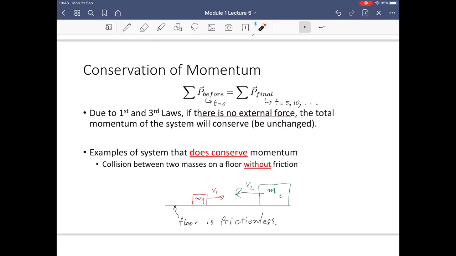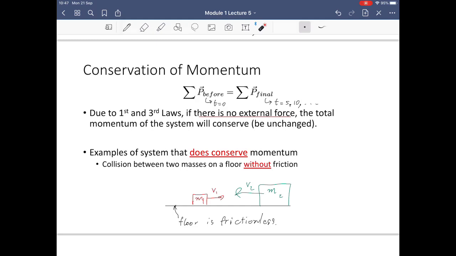Conservation of momentum says that as long as the total force acting on the system is 0, then the total momentum of the system would not change at any time. This is a consequence of the first and the third law that we just discussed before. As long as there's no external force acting on the system, the total momentum of the system will be conserved.